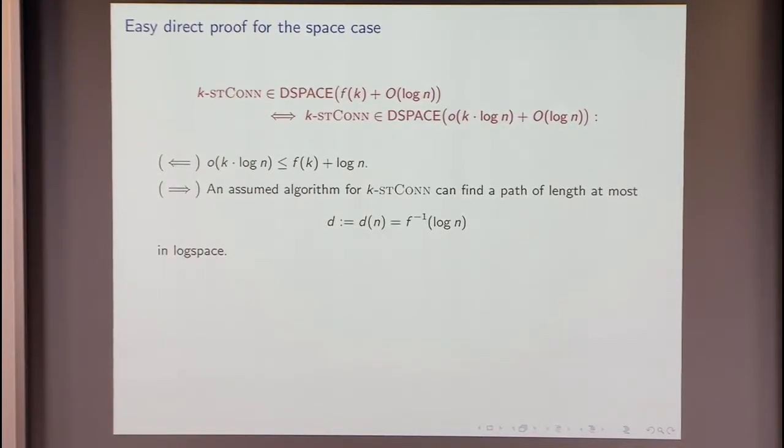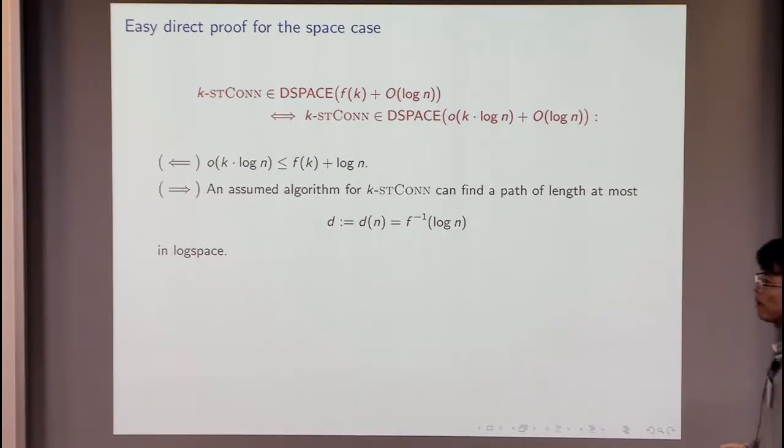The other direction, in fact, you just plug in this Savage theorem with this assumed algorithm solving KSTCOM in space f of k plus O of log n. So in that case, I know if I choose k small enough, so for instance, I can choose a path of length d, d being an inverse of f on log n. If you plug in this value to k, you see that I can find a path of length at most d in logarithmic space.